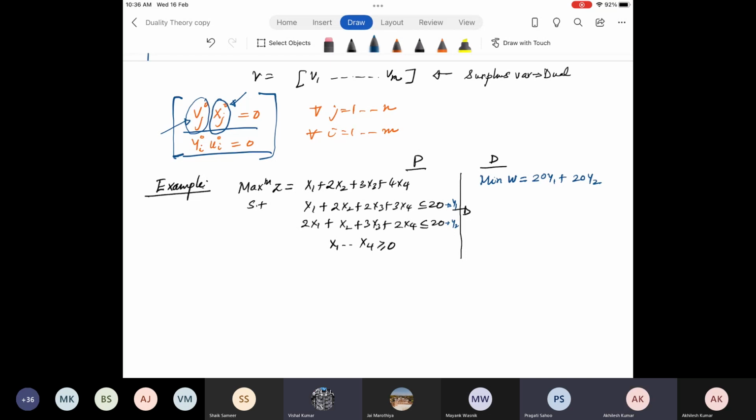Sir, y1 plus 2y2 is greater than 0. The coefficient here is 1 into x1, not 0 into x1, right? So y1 plus 2y2 is greater than equal to 1. Similarly, you can write 2y1 plus y2 is greater than equal to 2. 2y1 plus 3y2 is greater than equal to 3. And 3y1 plus 2y2 is greater than equal to 4. y1 to y4 greater than equal to 0. Just check if I have written everything right or not.